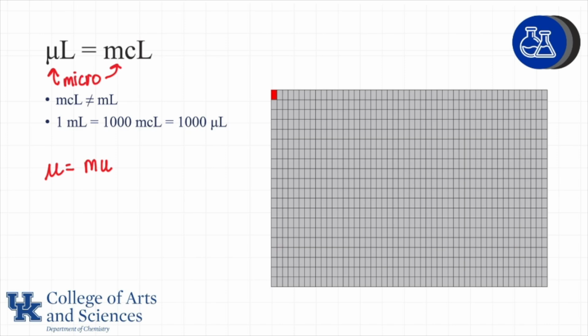Microliters and milliliters are not equal to one another. If I want to think about this in terms of scale, 1 milliliter is equal to 1,000 microliters. If I look at my diagram over here on the right, there are 1,000 squares there, and the red box represents 1 microliter out of the 1 milliliter. So remember that mu and mc represent the same thing, and they are not the same as the prefix m.